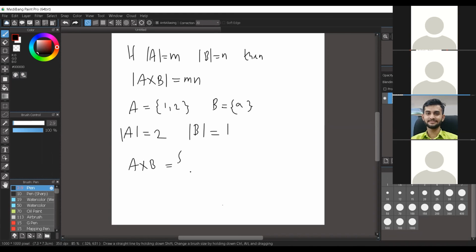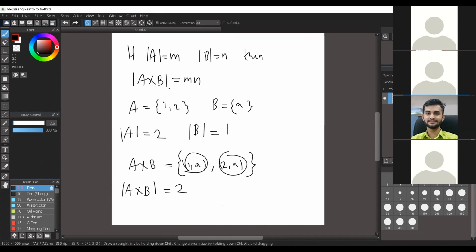Like we see here. First element, (1, a). Then the second, (2, a). This is the complement of A and B. Okay, now modulus of A cross B. What's the number of elements here? This whole is one element and this whole is another element. So we're going to say 2.